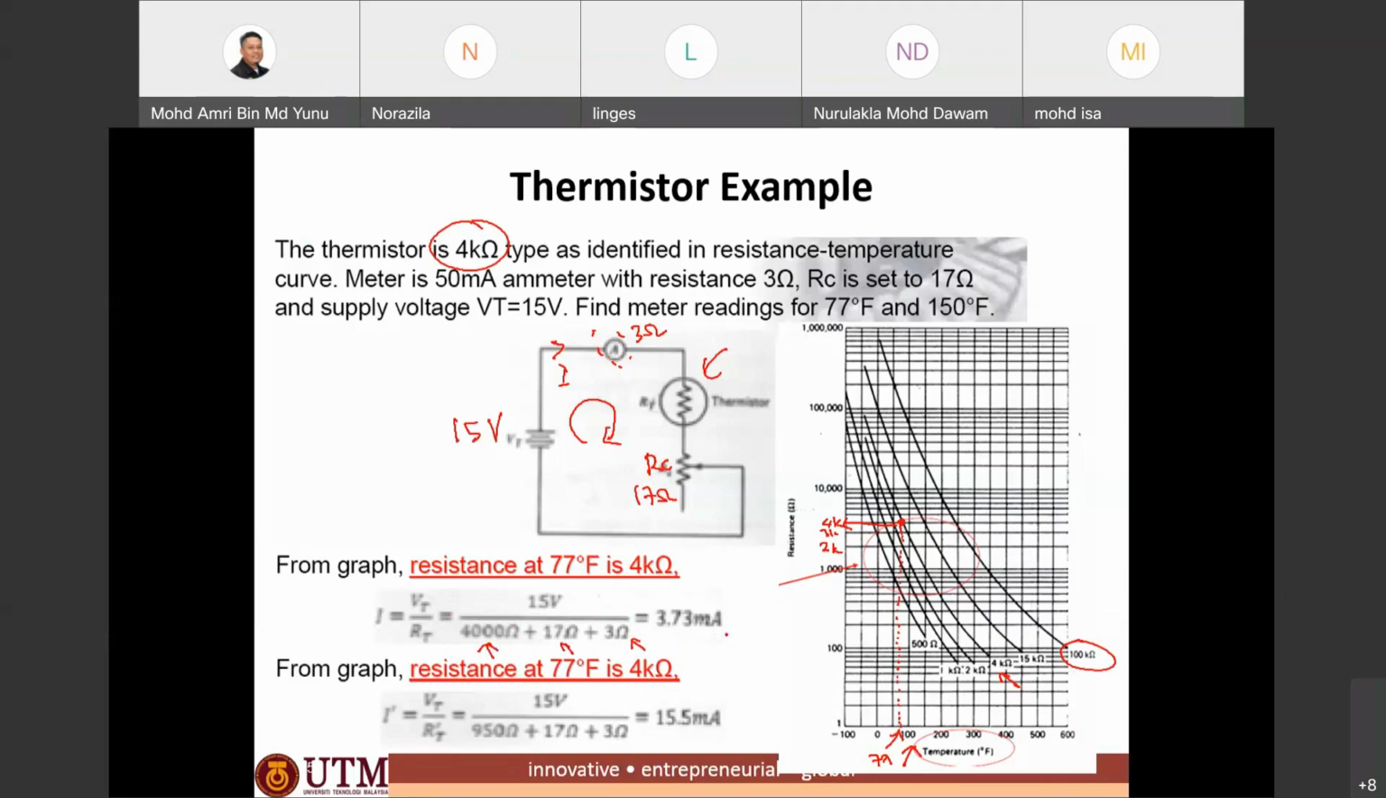So what happens when the temperature increases? What is the resistance at 77? This is not the answer for 150. So what is the resistance at 150?